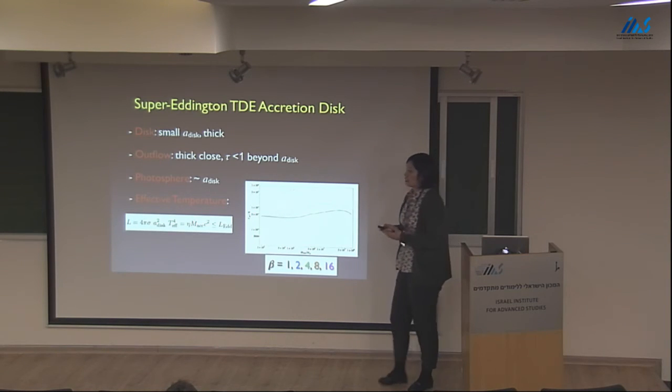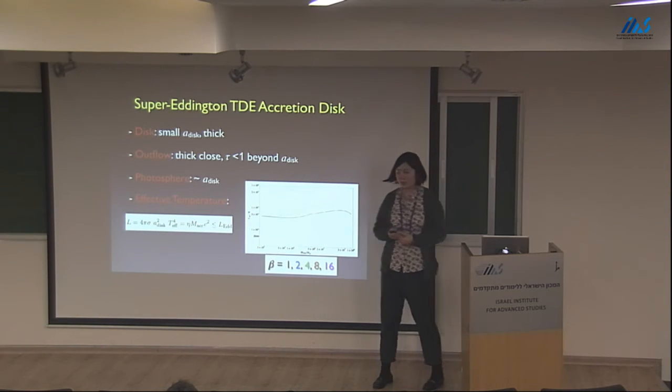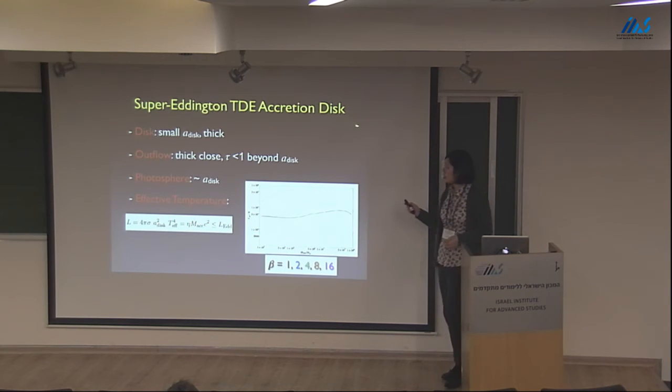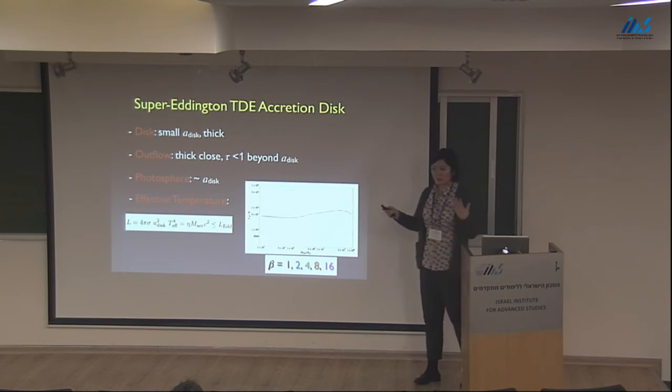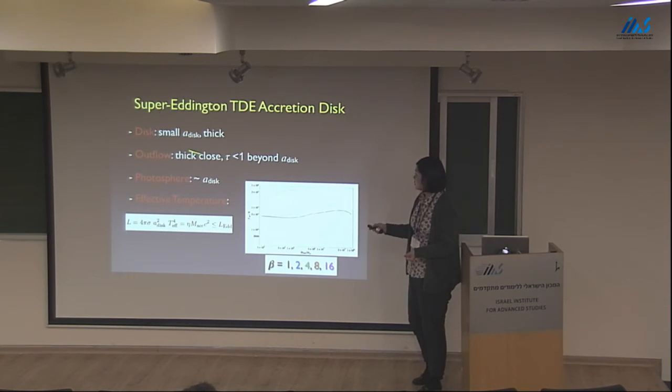Okay, so if we adopt the results from those super Eddington simulations and apply them onto TDE accretion disks, what do we think we know about these disks? So the disk is very small compared with the AGN disk. It is going to be optically thick and geometrically thick.